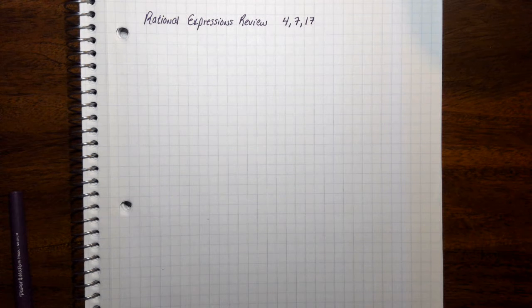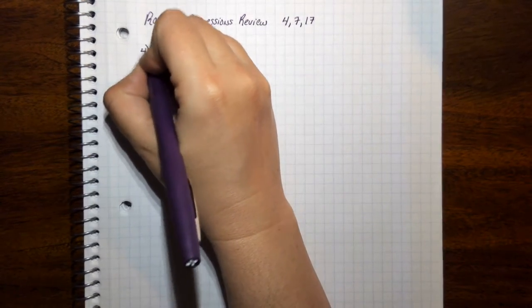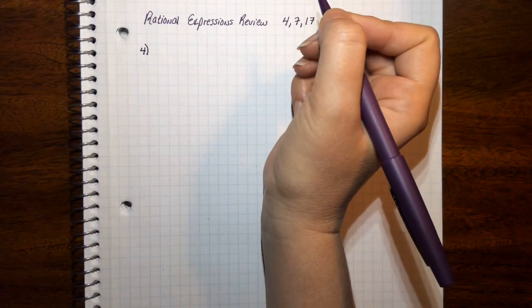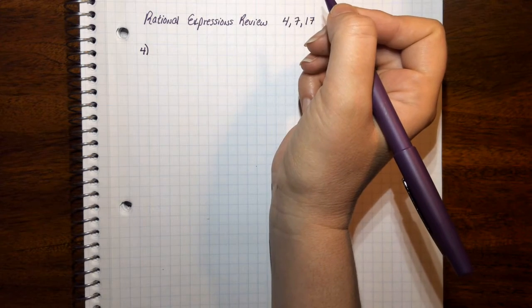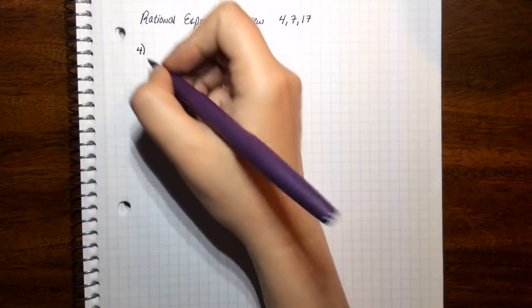Hey everybody! Today we are going to do 3 problems from the Rational Expressions Review Worksheet: 4, 7, and 17, just to kind of give you guys an example to start with for each section. I picked number 4 because it was the hardest one of the 3.